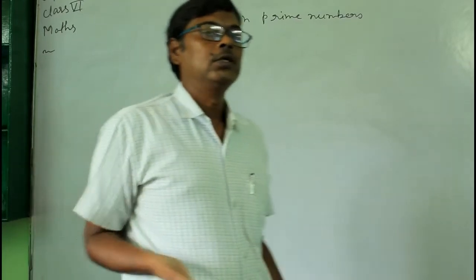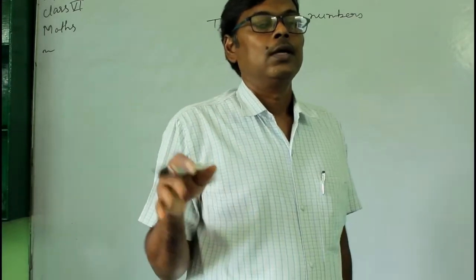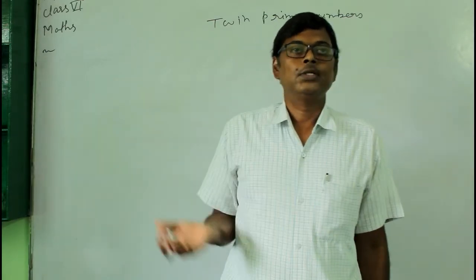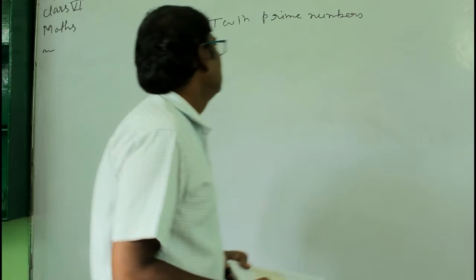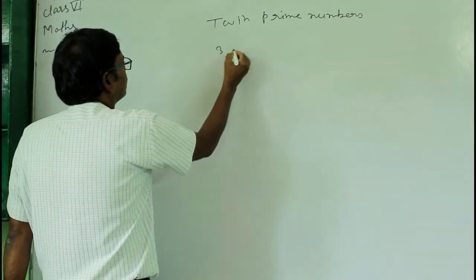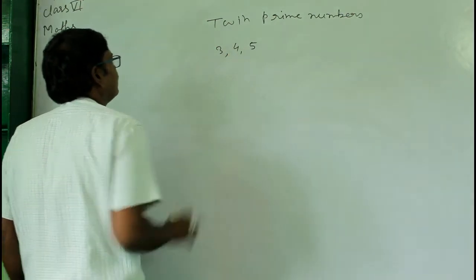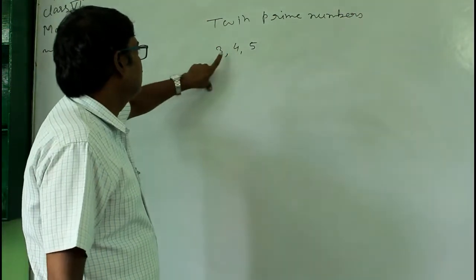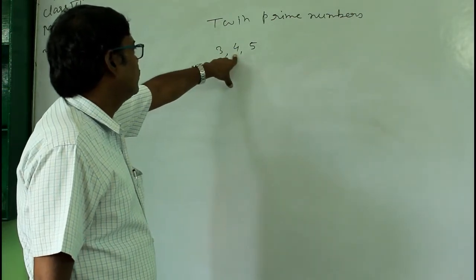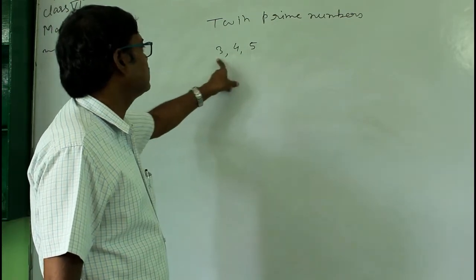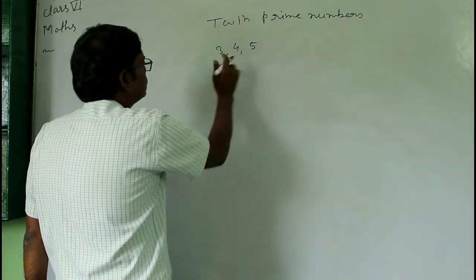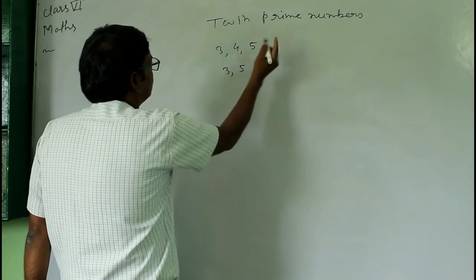These are definitions. You must learn the definitions of the prime number, the composite number, the twin prime numbers, then the co-prime numbers. So for twin prime numbers, for example, 3, 4 and 5. Here 3 and 5 are prime numbers, but 4 is a composite number between these two numbers. These are consecutive primes, that is, there is no other prime between 3 and 5. That is why 3 and 5 are twin primes.